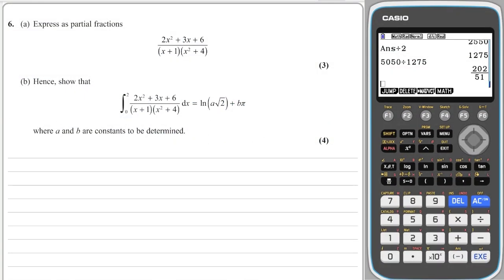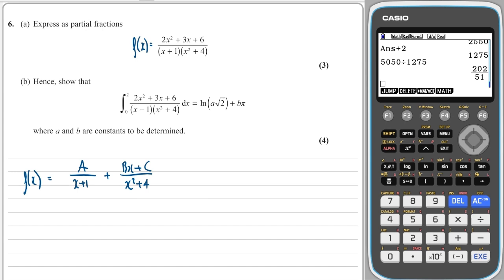Partial fractions. Lovely. So let me write that this is equal to f of x, and then I can say that f of x is equal to A over the linear factor plus Bx plus C over the quadratic factor.